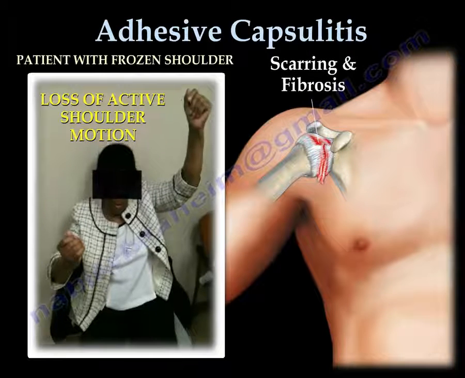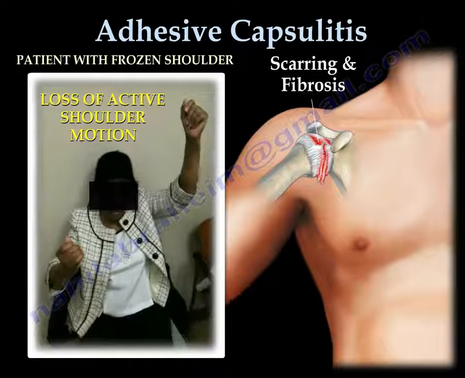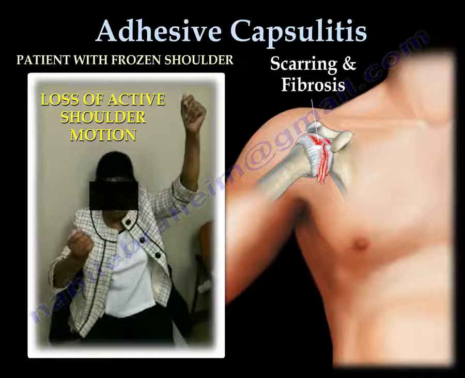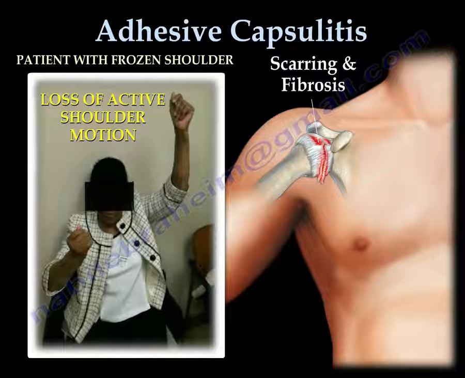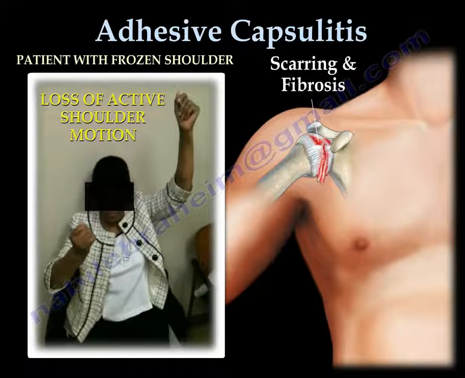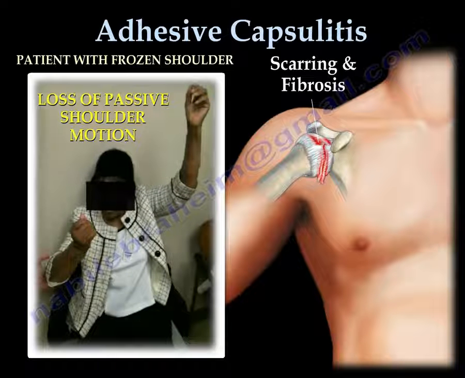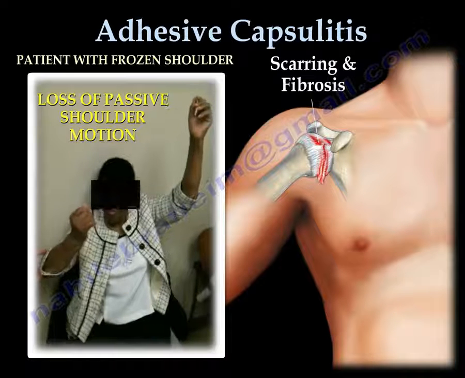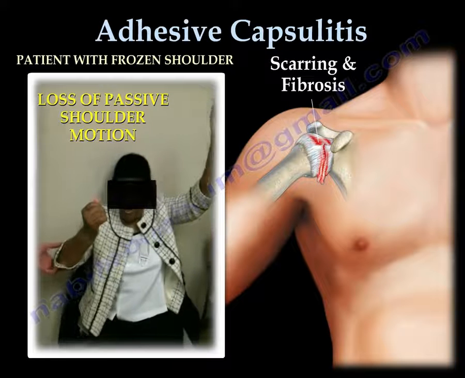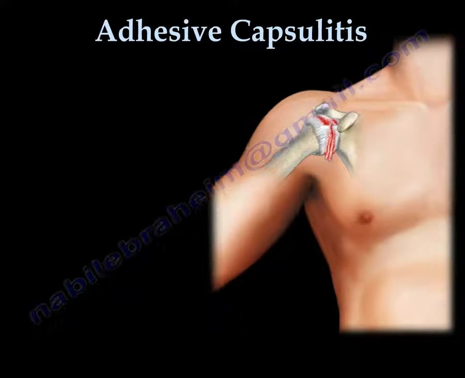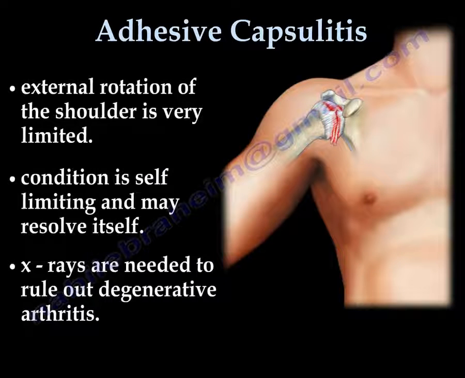With the scarring and the fibrosis, the patient will have a frozen shoulder and lose the active shoulder motion. Also, the patient will have loss of the passive shoulder motion. The external rotation of the shoulder is very limited. The condition is really self-limited and it may resolve by itself.